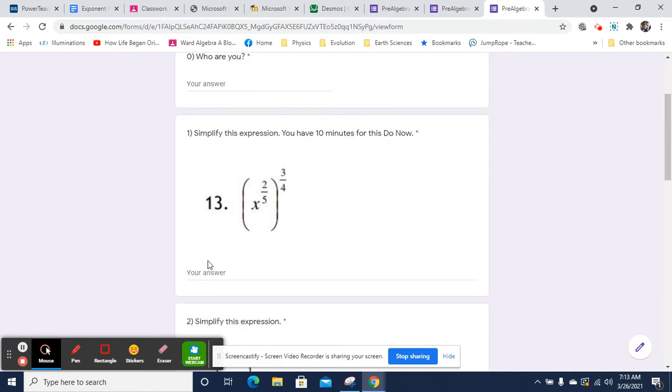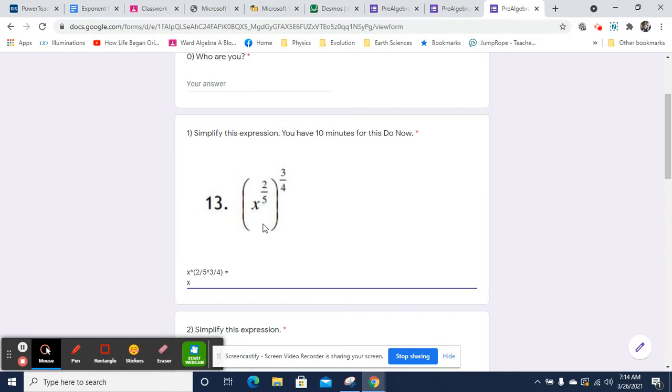We're going to be using the same principles of exponents for solving these that we would with whole number or negative number exponents. So we'll just apply the power law here. So x to the 2/5 to the 3/4, we're going to be multiplying 2/5 and 3/4. So that's going to be x to the 2/5 times 3/4. 2/5 times 3/4: 2 times 3 is 6, and 5 times 4 is 20.